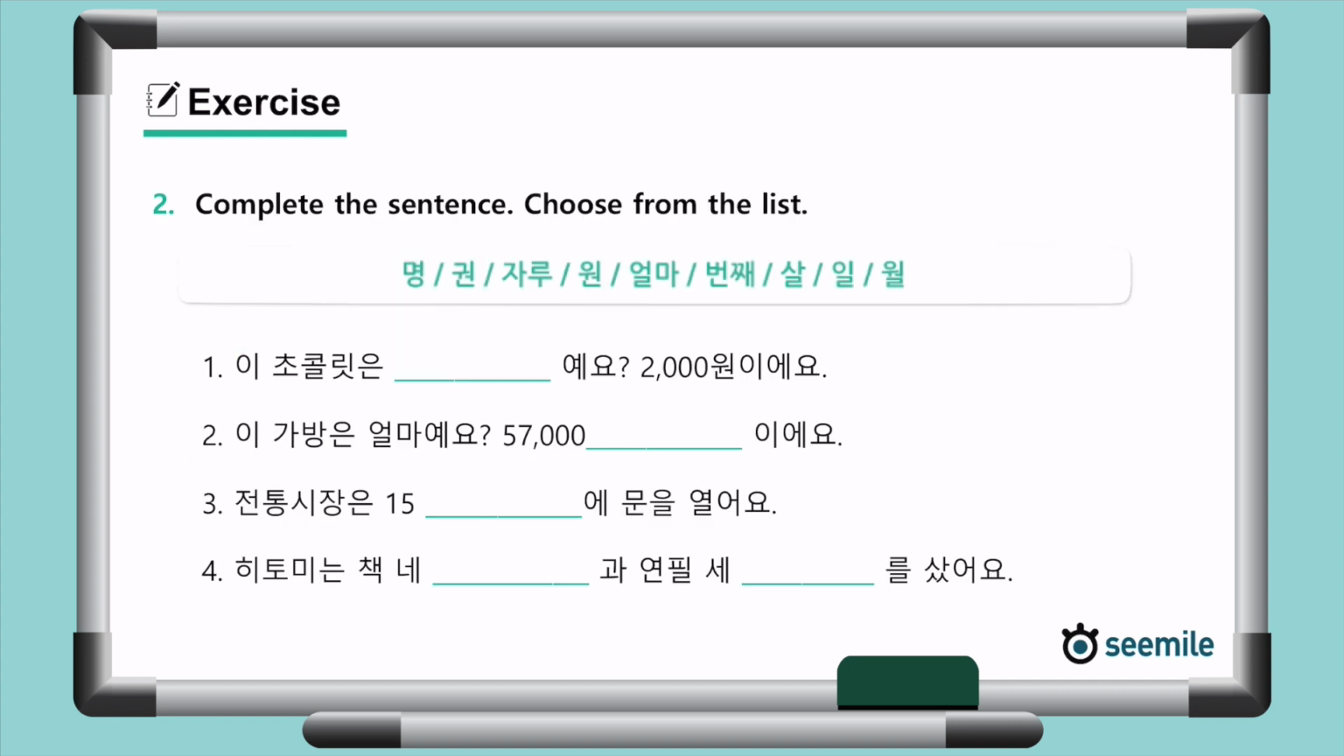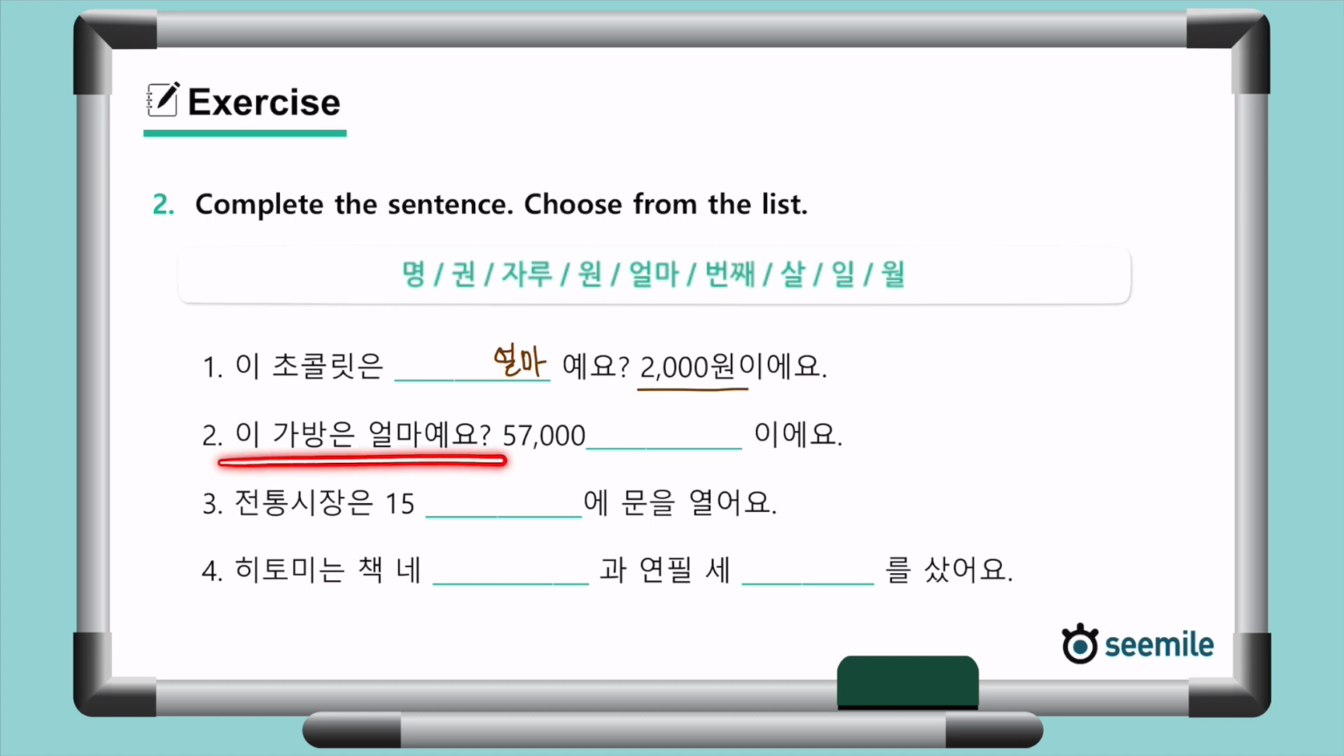Now question number 2, complete the sentence, choose from the list. Number 1, 이 초콜릿은 얼마예요? 2,000원이에요. The answer shows how much the chocolate is, so the question should be how much is it? 얼마예요? 이 초콜릿은 얼마예요? 2,000원이에요.